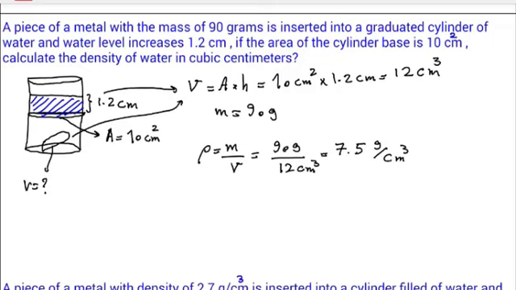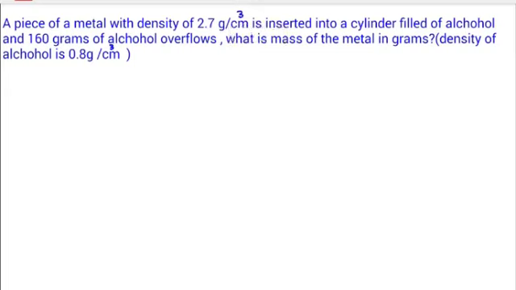Okay, next question. A piece of metal with density of 2.7 grams per centimeter cubed is inserted into a cylinder filled with alcohol, and 160 grams of alcohol overflows. What is the mass of metal in grams? The question is asking us to find the mass of the metal in grams. Okay, this is a beautiful question.